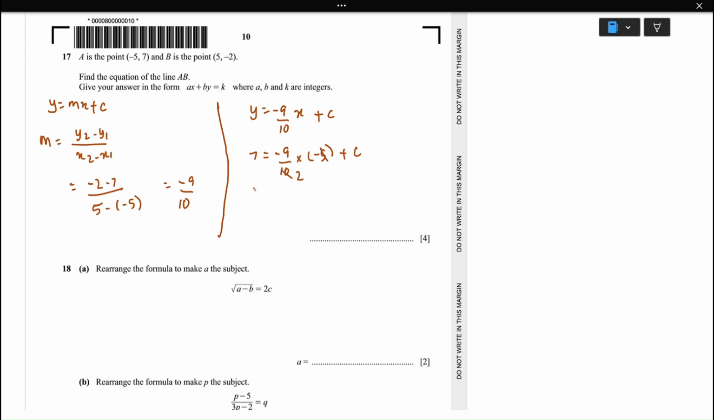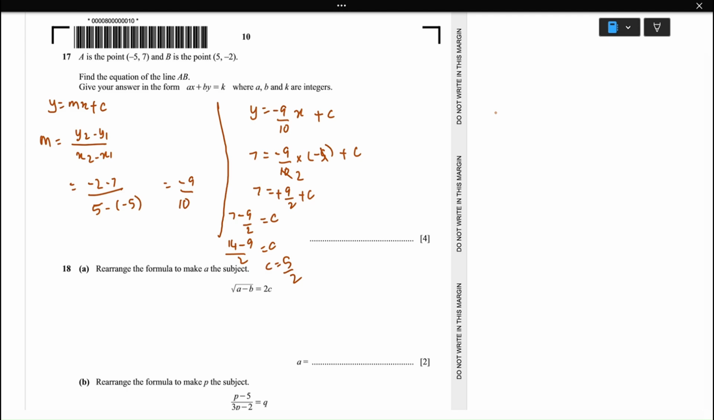Negative and negative become positive, so positive 9 by 2 plus c. Now bring this 9 by 2 to this side: 7 minus 9 by 2 equals c. Take the LCM, which is 14 minus 9 over 2 equals c. It's going to be 14 minus 9, which is 5 by 2. So c equals 5 by 2.